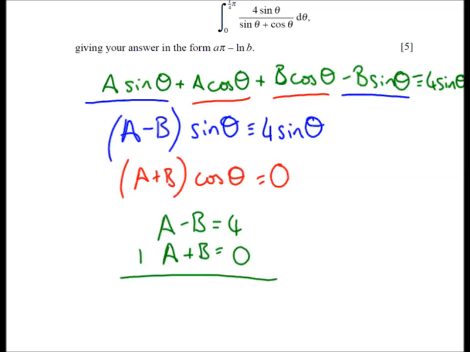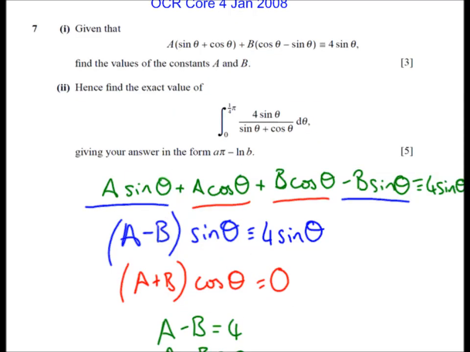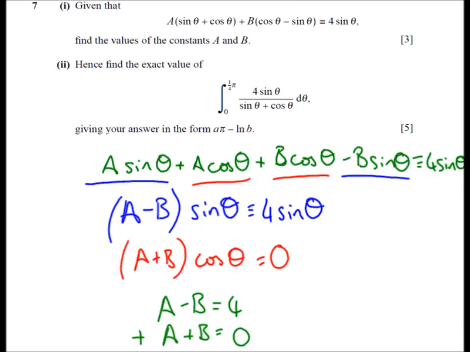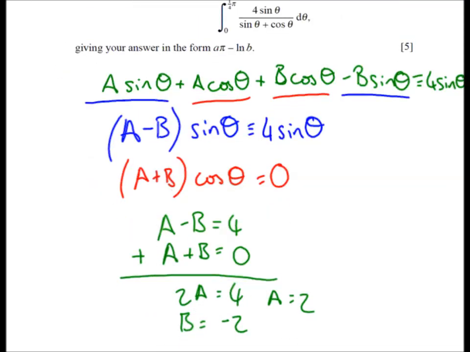I'm going to add these equations, so I'm going to say 2a equals 4, a is equal to 2, and therefore b must be equal to minus 2. Alright, so we've found the values of our constants a and b. Now we're asked to integrate this lovely expression, 4 sine theta over sine theta plus cos theta.